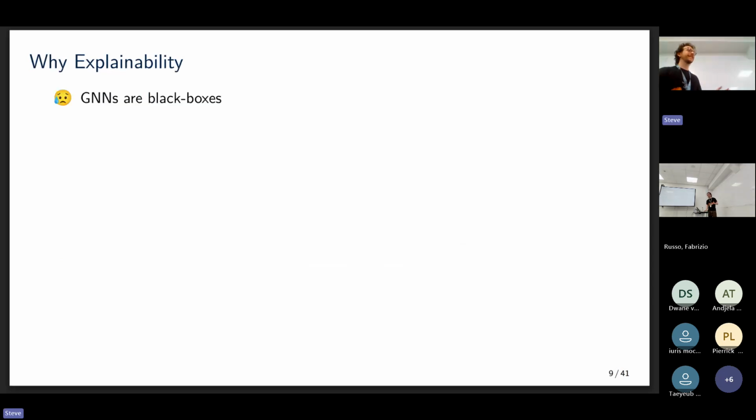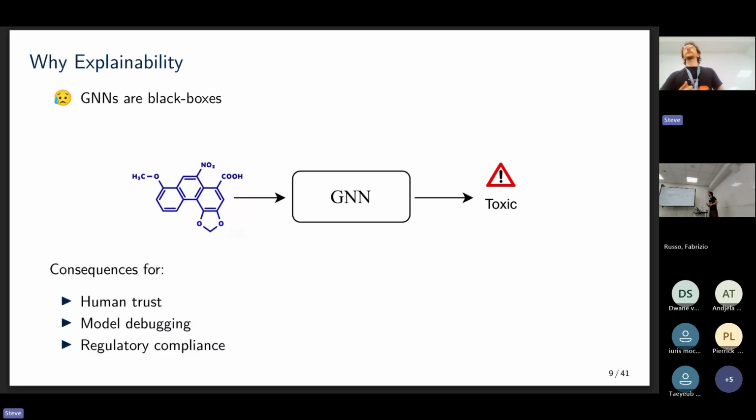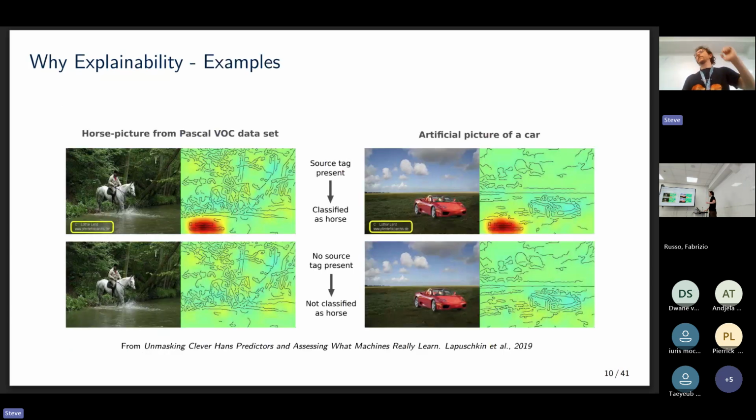Right, I think you're pretty much familiar with this issue that graph neural networks, like standard neural networks, are black boxes. And this means that if, for example, you manage to train a very powerful GNN on predicting whether molecules are toxic or not, you cannot really understand which features the model is using to achieve such a prediction. And this, of course, comes with several consequences for human trust, model debugging, and regulatory compliance. But I think there is no need to convince you about this, at least in this seminar. So yeah, I'm gonna skip.